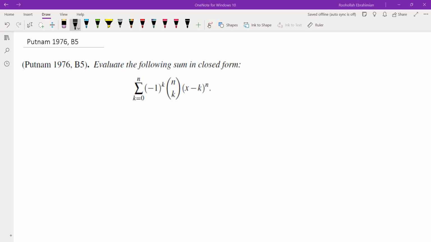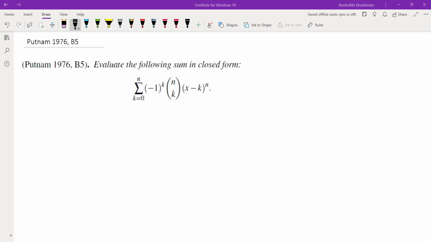Hello, in a previous video we went over a solution to problem B5 from Putnam 1976. In this video I'm going to present a different solution to the same problem. I came up with this solution after publishing that video, so I thought this was an interesting solution as well and you might want to see that.